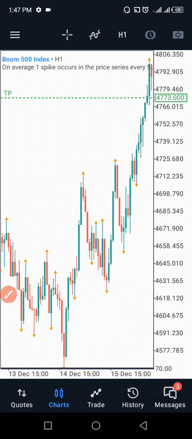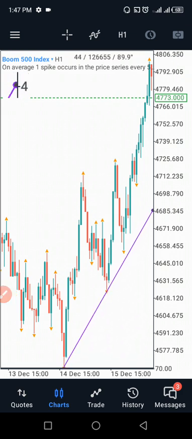Let me quickly make use of the trend line tool here to draw that. So you can see that this is a trend line. Now this trend line has been confirmed. It therefore means that whenever you want to take a trade, you are going to be waiting for price to come back and touch this trend line.